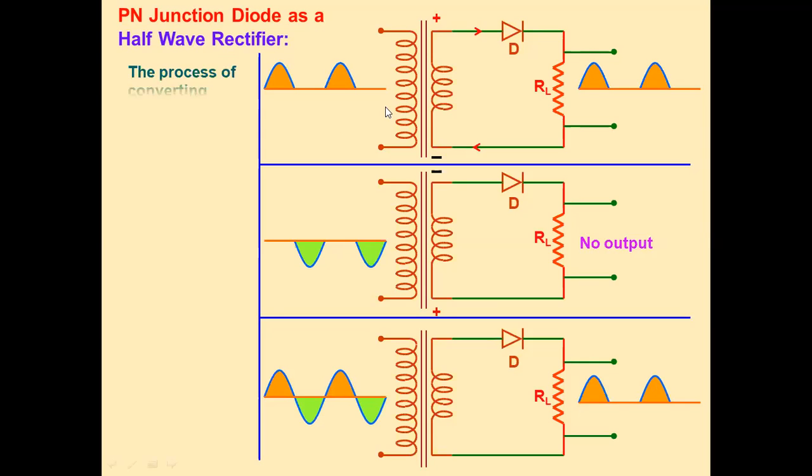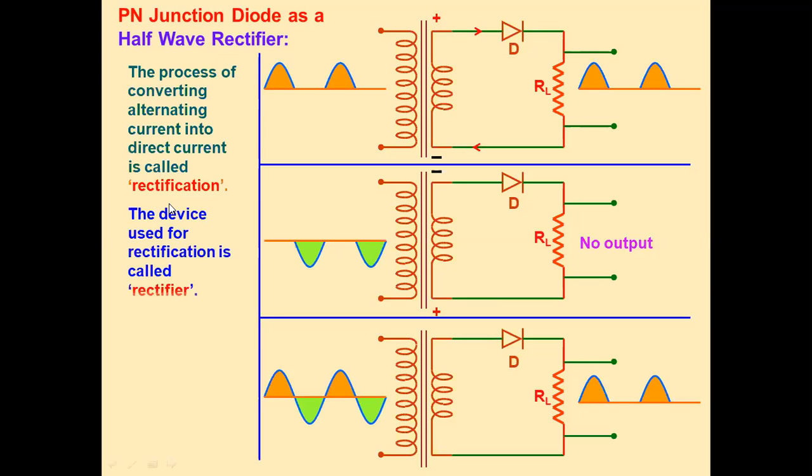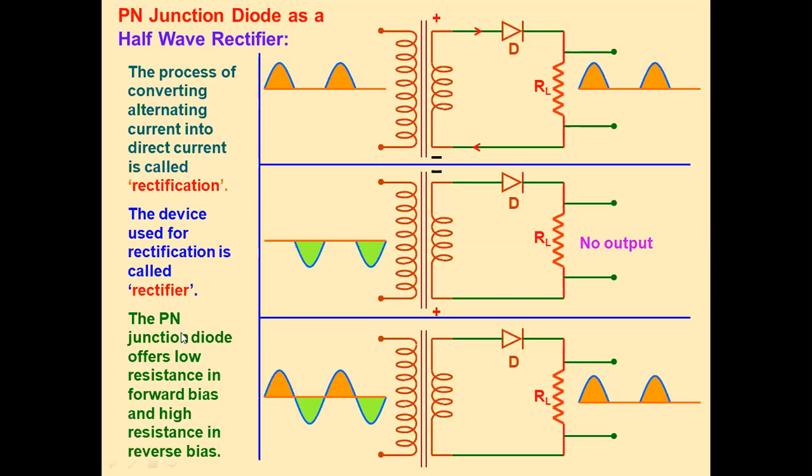Input voltage is applied across the primary of this transformer. The process of converting alternating current into direct current is known as rectification, and the device used for rectification is known as a rectifier. A PN junction diode offers low resistance in forward biasing and high resistance in reverse biasing. So there are three steps.